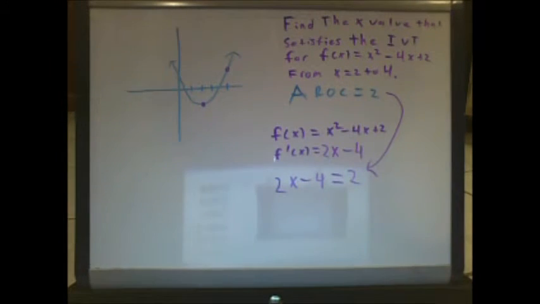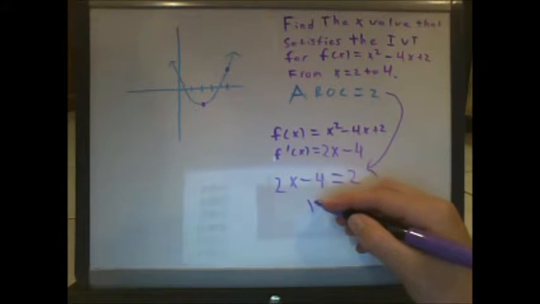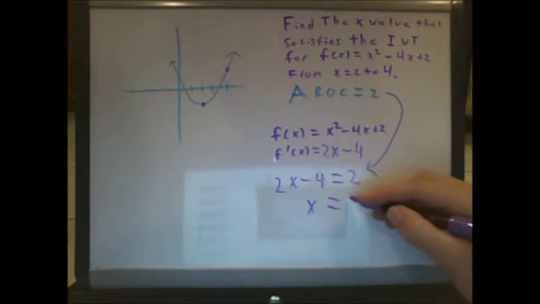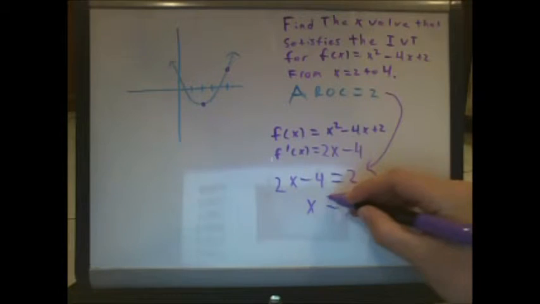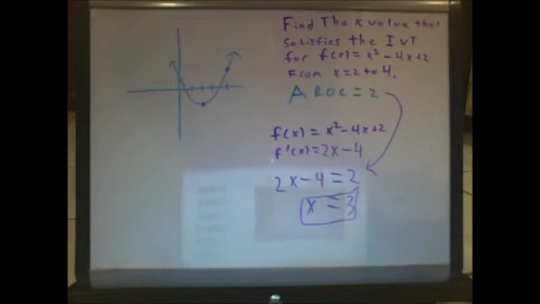Now all you have to do is solve for x. And we'll get an answer of x = 3. So at the value x = 3, the average rate of change equals the instantaneous rate of change, satisfying the intermediate value theorem for derivatives.